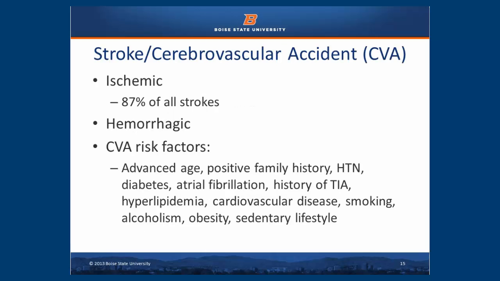Stroke or cerebral vascular accident. It's the number one neurological cause of mortality and morbidity in the U.S. Males are at greater risk, as are African Americans, Native Americans, and Hispanics. Strokes are categorized as either ischemic or hemorrhagic. The overwhelming majority are ischemic. Hemorrhagic strokes are typically related to a traumatic bleed, a bleeding disorder, or hypertension with a ruptured artery.